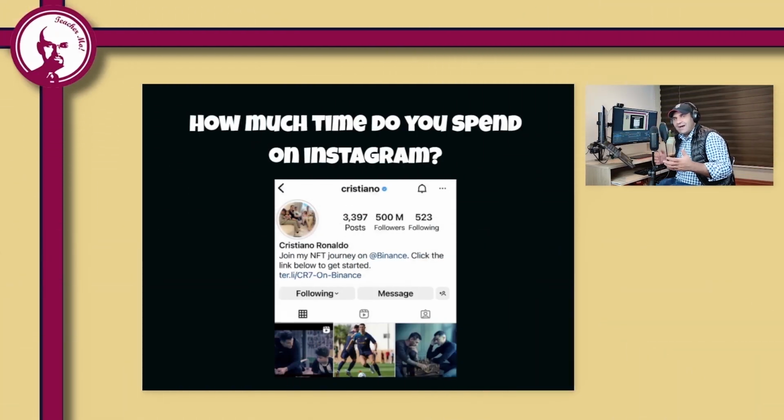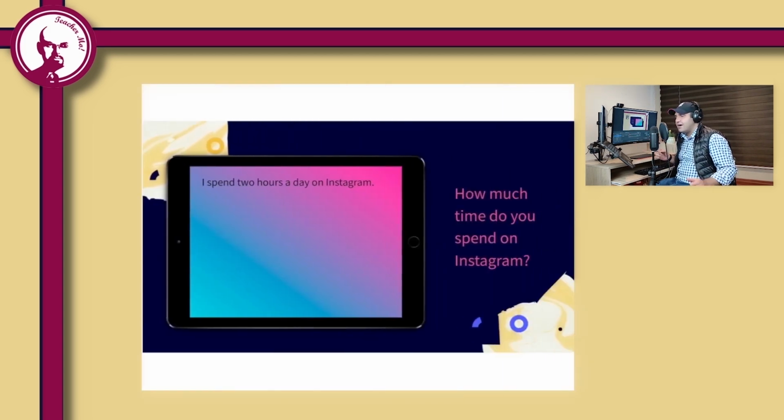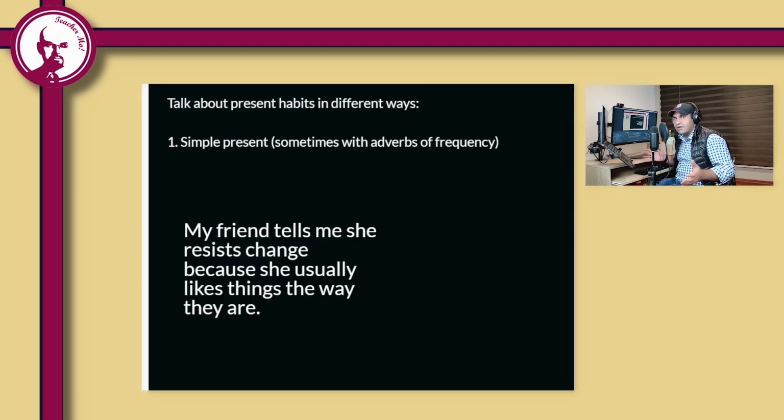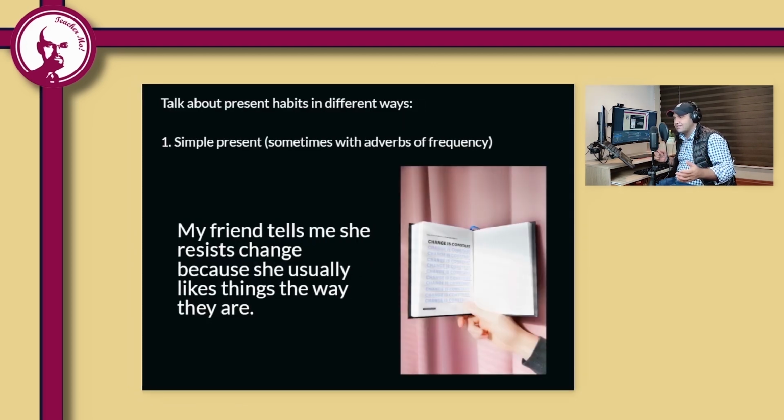Now I want to ask you about one of your habits. How much time do you spend on Instagram? You do it frequently. Everybody does it frequently these days. So, we can have different answers. But here on this slide, I have a sample answer. So I may say, I spend 2 hours a day on Instagram. What is the verb tense? I spend? Very good. We have a sentence in simple present.